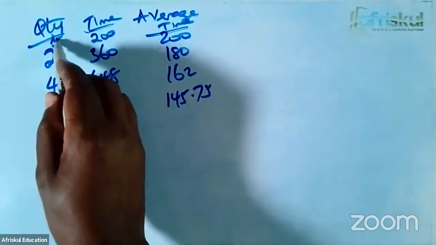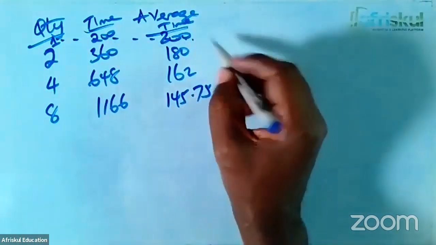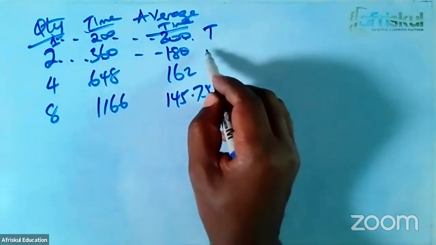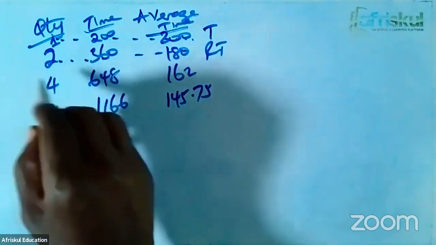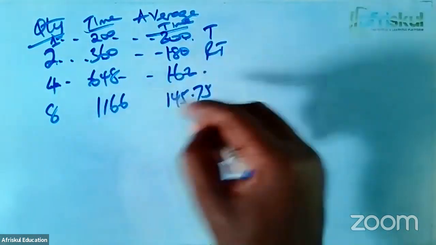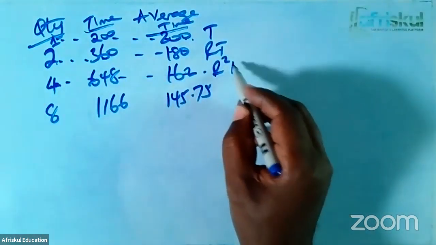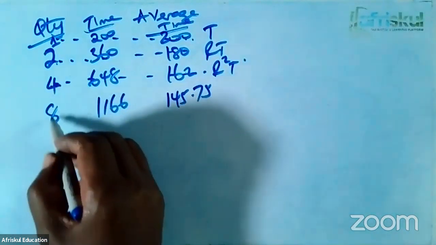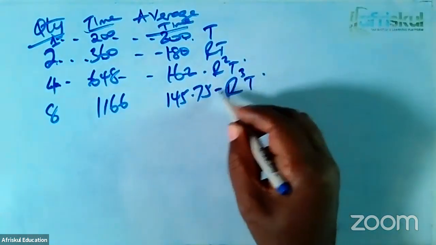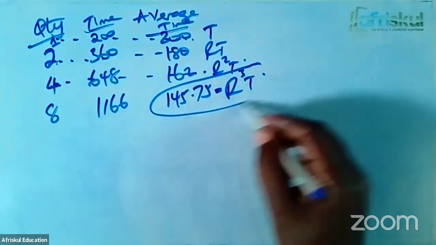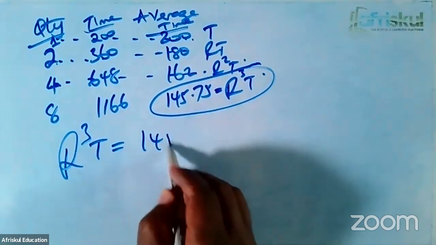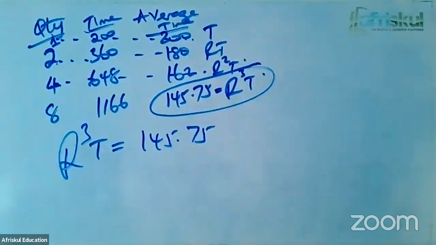So the first one here, as per the doubling principle, will be T. This one, because of the doubling, becomes RT. 2 times 2 is 4, so I can see a double there, but I have to introduce R, so we're talking of R squared T. And then lastly, because of this double, I have to introduce R again. It will now be R cubed T. So pick it always from the last one. We are saying that R cubed T equals 145.75.